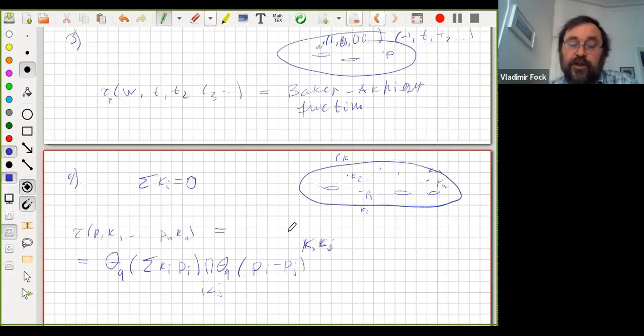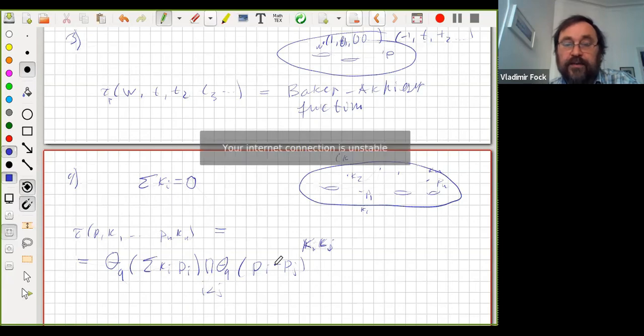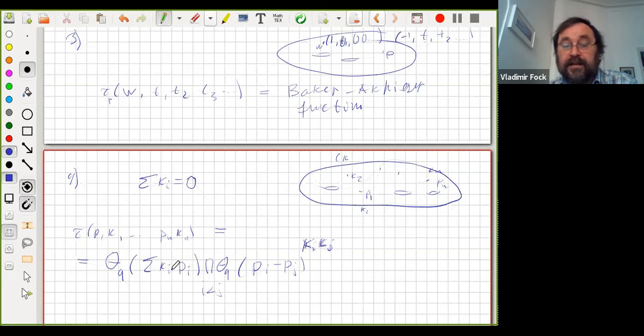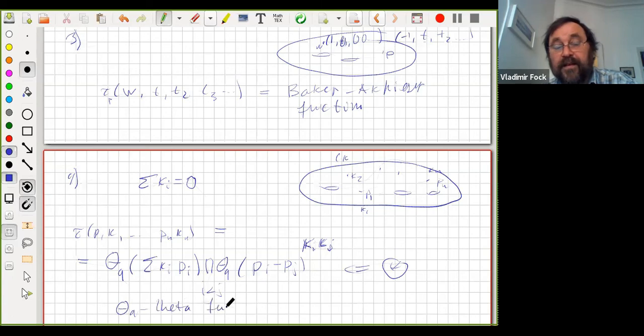All other tau functions can be written more or less the same way. So once again, this formula is a consequence of the formula star. So this follows from this star, and you can derive this formula. Well, theta q is a theta function, and q is an odd theta characteristic.